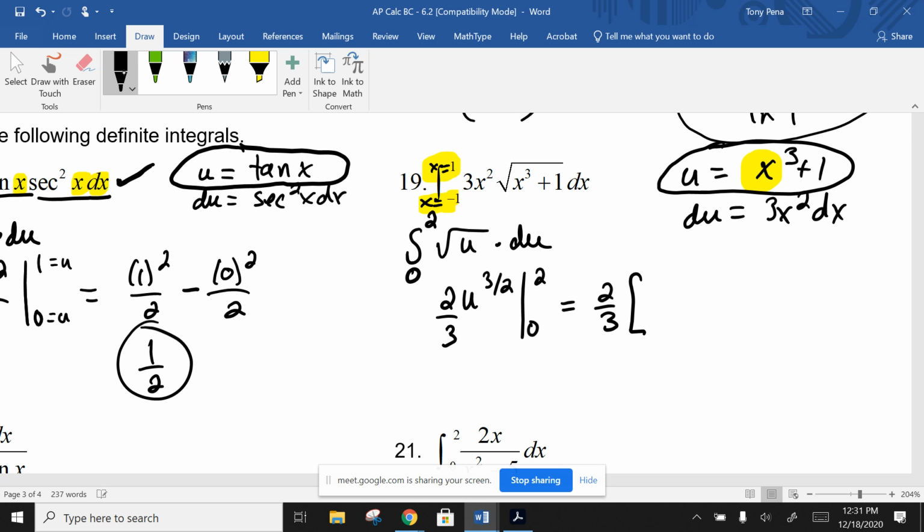Plug in your upper limit. I'm going to simplify this also. This is the square root of u cubed, so that's going to be the square root of 2 cubed, so root 8. Plug in your 0. That's going to be the square root of 0 cubed, which is still a 0.